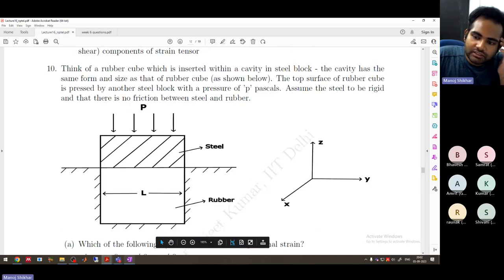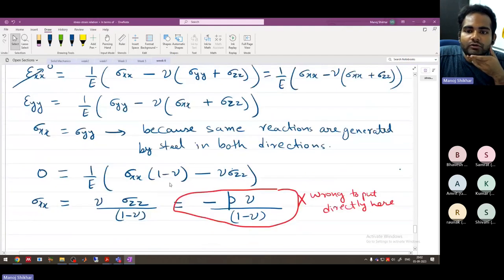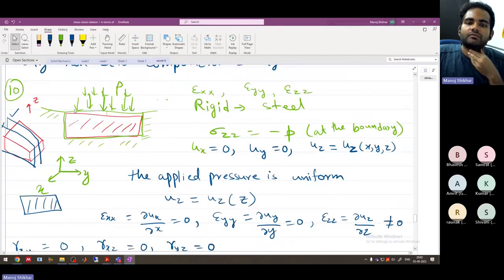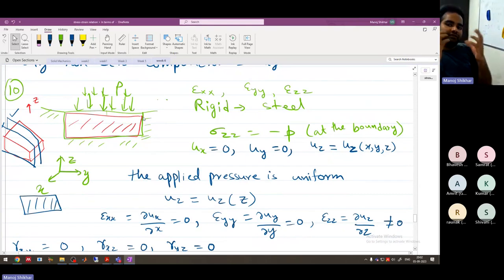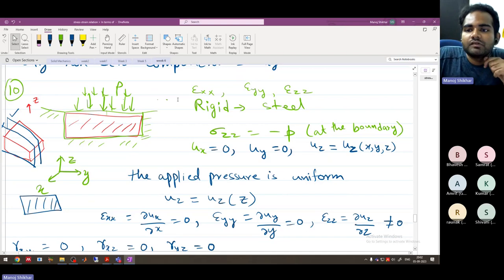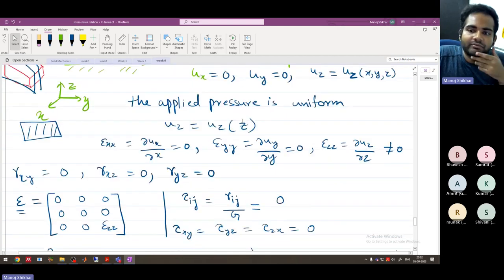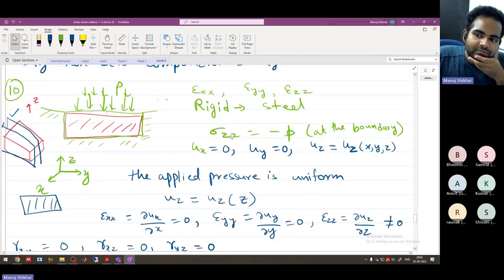So I will again just recapitulate what we did. In this case, what they had given is that we have a steel casing, and there we are putting some rubber. The top portion of the steel casing was open, and from there they have put one steel on the rubber, and they are applying some constant uniform pressure. They told us that steel is rigid, and to find epsilon xx, epsilon yy, epsilon zz, sigma yy, sigma xx, and the volumetric strain. So at the boundary, sigma zz was minus p. They have given the traction that minus p is present at the boundary.